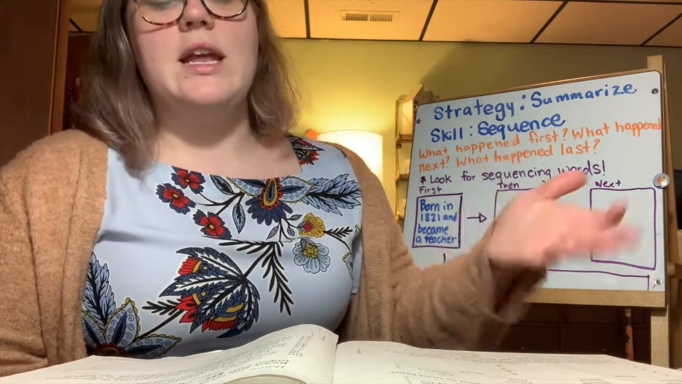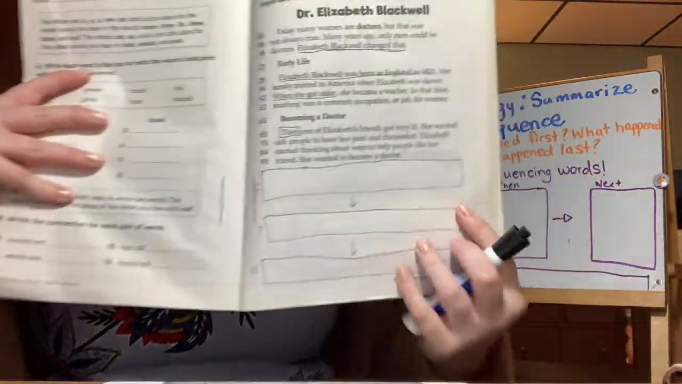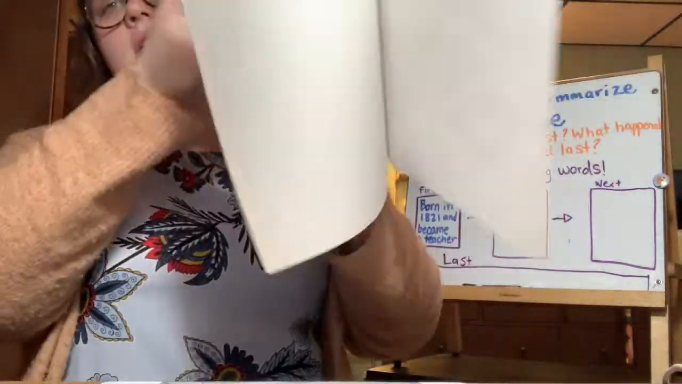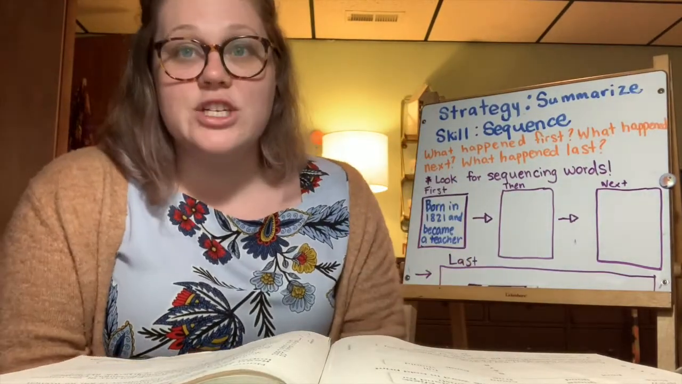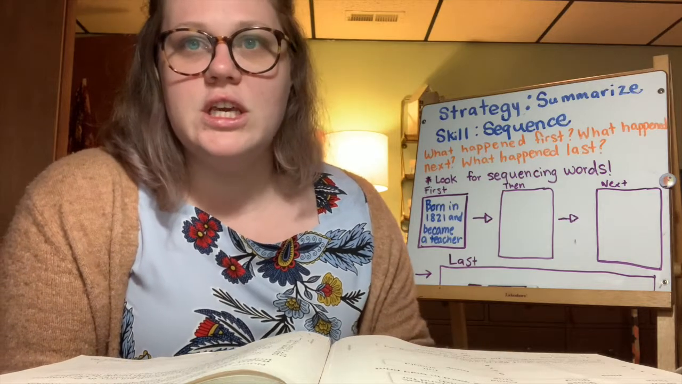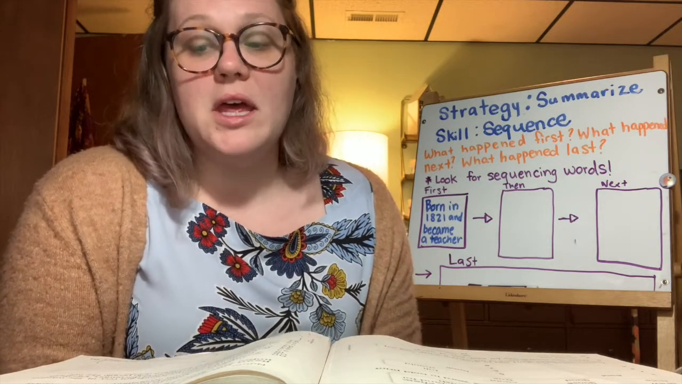So then I'm reading, and I keep reading, and on the third paragraph, I see this clue word, then. That clue word, then, signals to me that there was an important event that happened that changed her story, and helps me understand that I need to pay more attention here and to what's happening. So it says, then one of Elizabeth's friends got very ill.